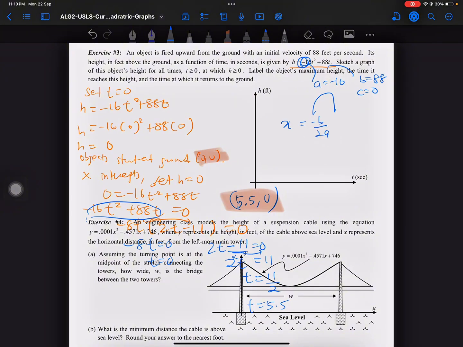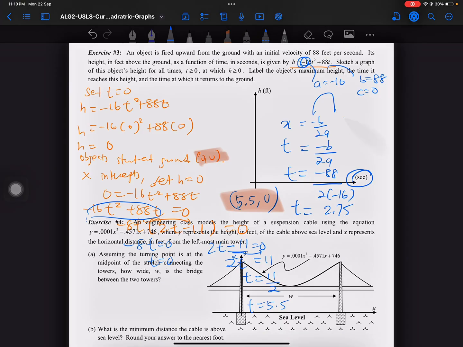Now, we no longer use x, we use t. So t is equal to minus b over 2a. B is negative 88. A is negative 16. So I will have my t equal to 2.75 seconds. So t is x. This is not a complete coordinate. I need to remember that I need to find my h.